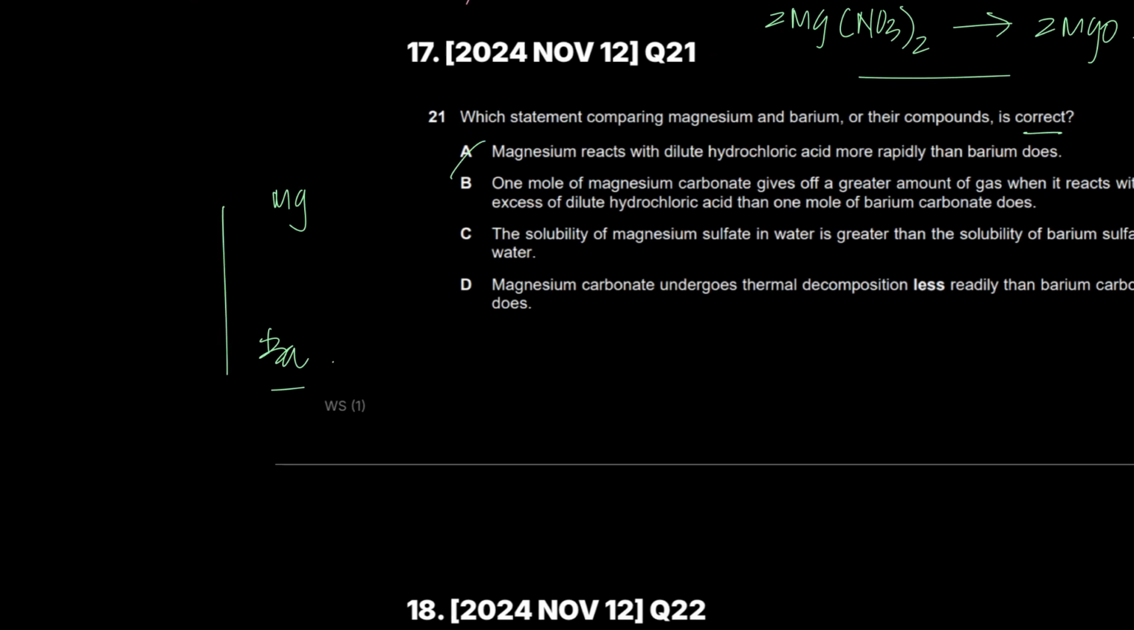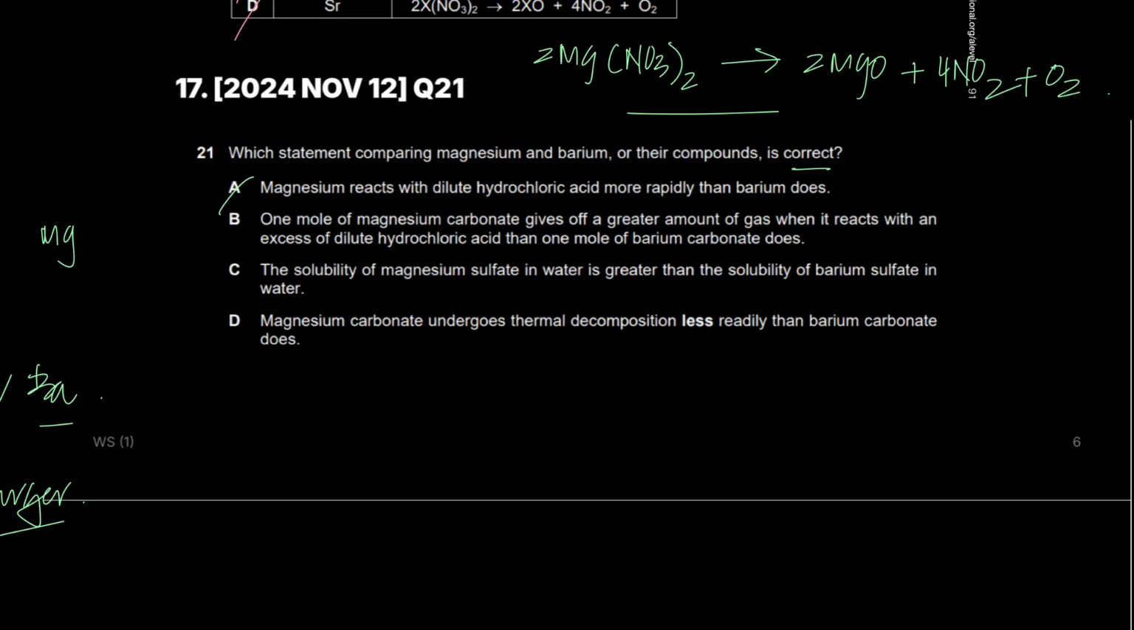Why? Because down group 2 the reactivity increases, because for metals, reactivity is how quickly they can lose electrons. Down the group the size increases; the larger the size, the more the distance between the outermost electron and the nucleus. You have more shells as you go down the group, larger atomic radii, and the ionization energy decreases, so you can easily remove an electron. Ionization energy is lower, that means reactivity is higher. So barium is more reactive than magnesium. So that's wrong. Barium is going to react more rapidly.